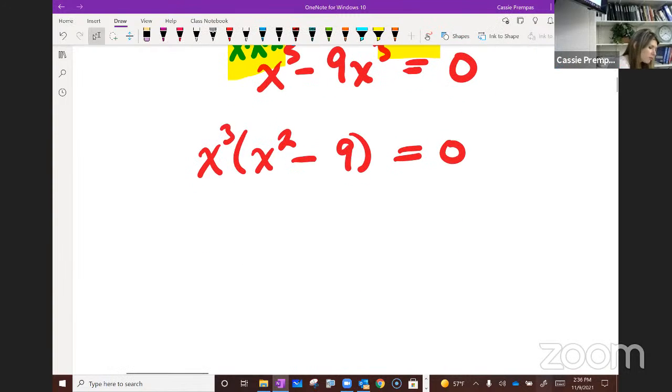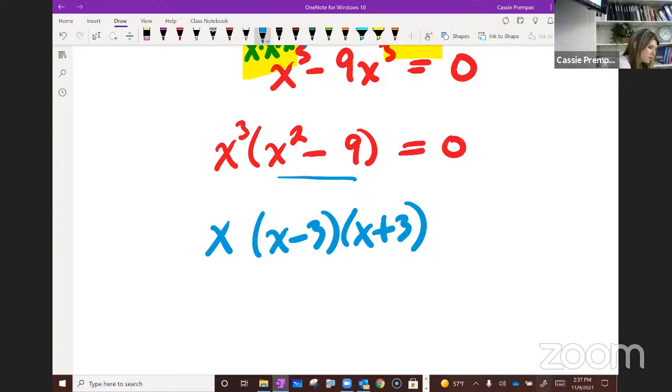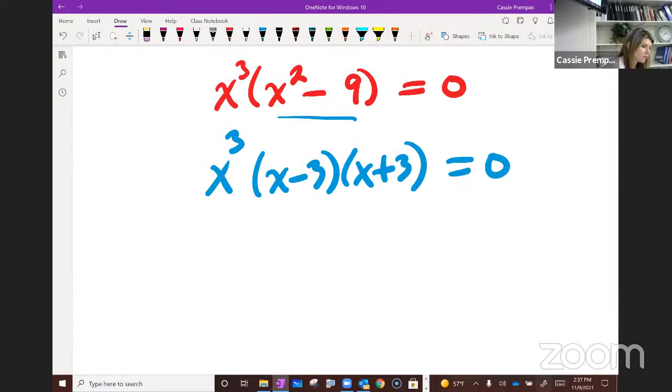Okay, now can we factor this further? We did one like this on our bell ringer. What does x squared minus 9 factor down into? Good, x minus 3, x plus 3. And I need to keep x cubed on the outside. After you have it factored, you can use that zero product property to solve. So we'll set this factor, and this factor equal to 0, and then we'll solve for x.